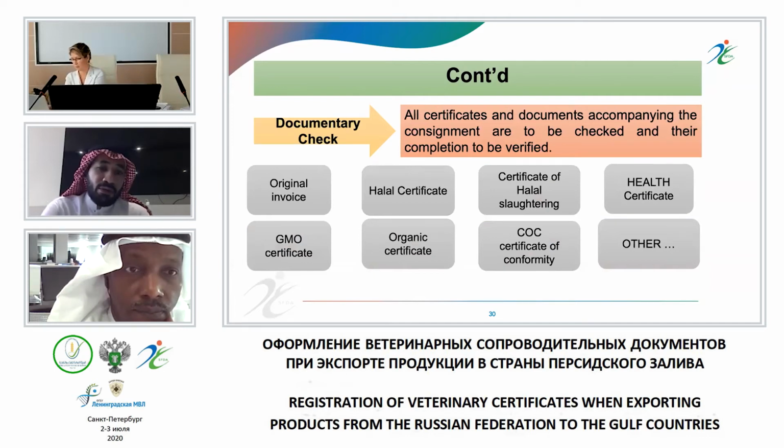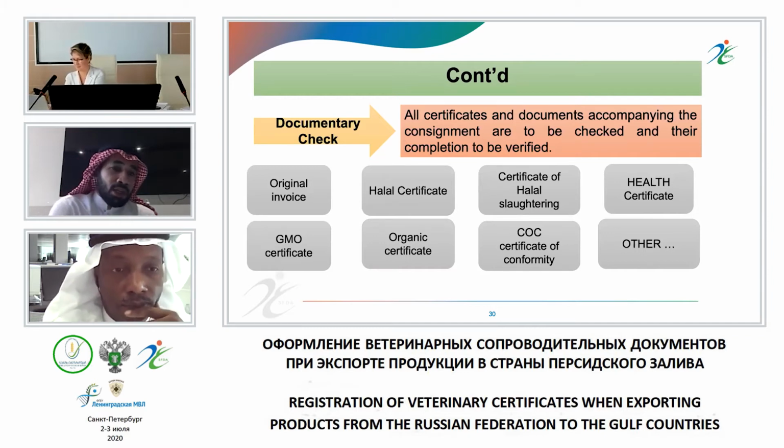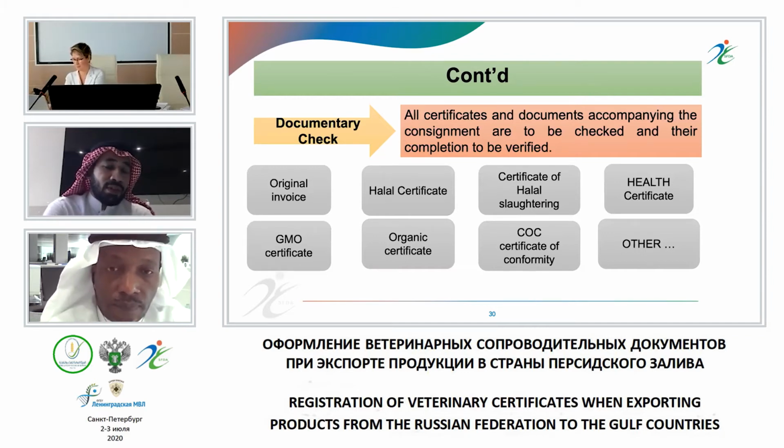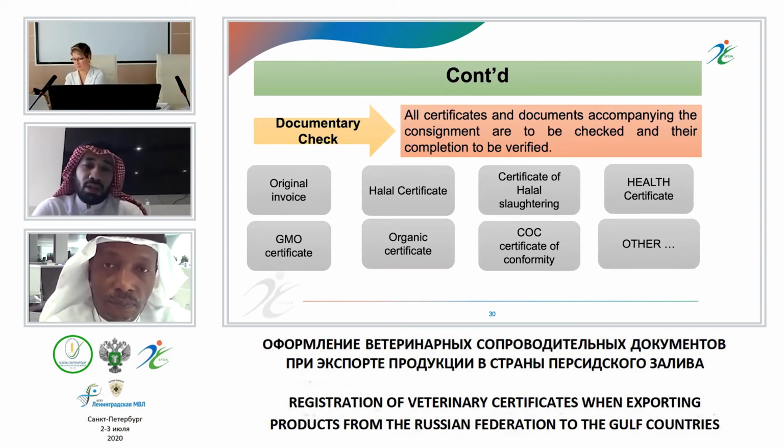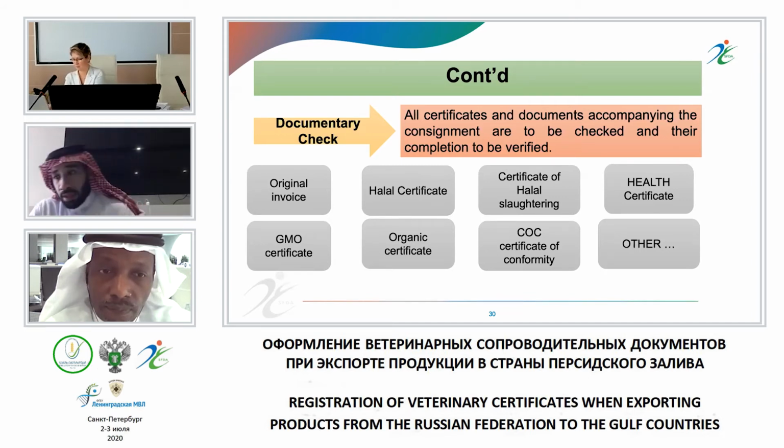So these are the types of certificates that should accompany the shipment. The original invoice, halal certificates if it's a product from animal origin, certificate of halal slaughtering if it's a meat product, so coming from the slaughterhouse directly. The previous one, halal certificates, is for any product containing meat, but the second one, halal slaughtering, is for slaughterhouses as well.